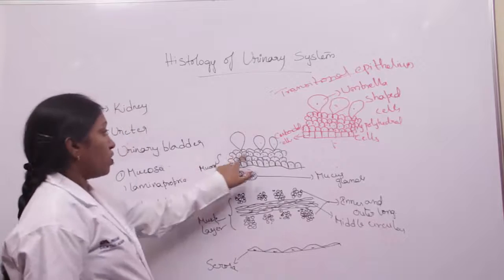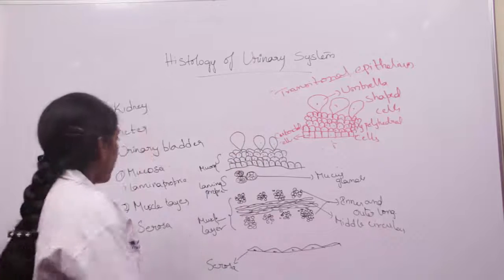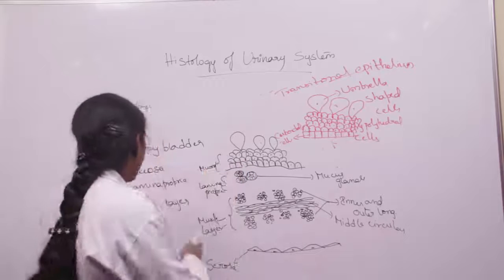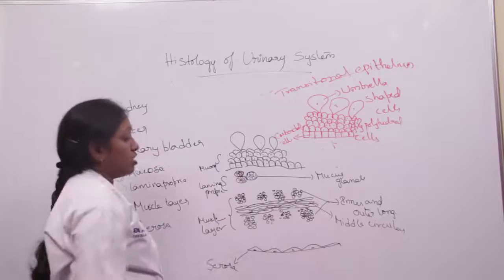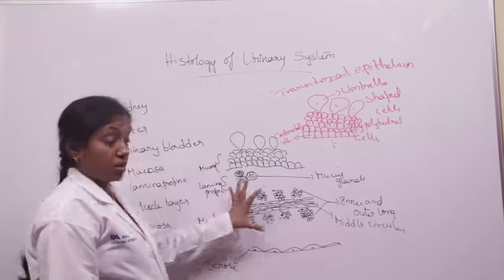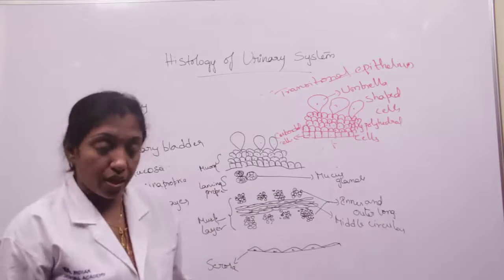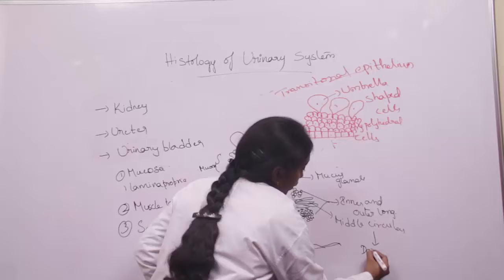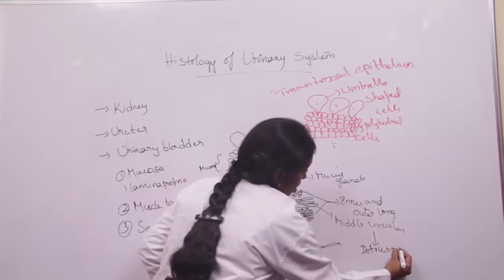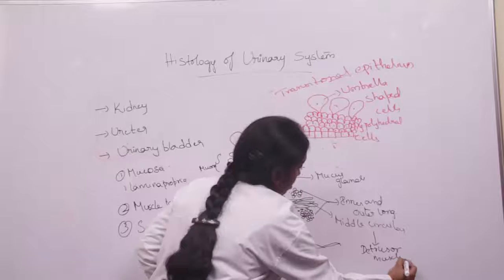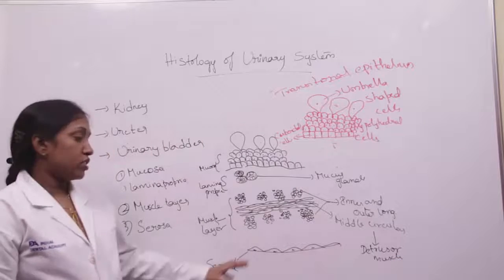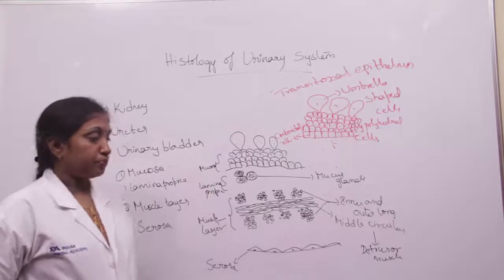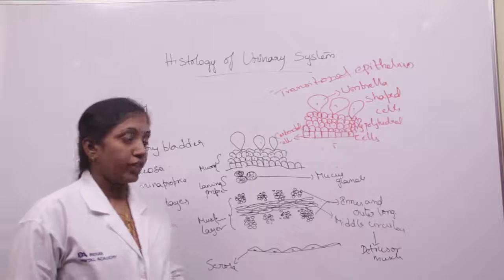So the urinary bladder consists of mucosa. The mucosa is lined by transitional epithelium, and the lamina propria consists of mucous glands which open into the mucosa. The muscle layer consists of inner and outer longitudinal and middle circular layers. It is a thick muscle coat, and we call this muscle the detrusor muscle. The outer layer is the serosa layer, which is lined by flattened epithelium. So that's about the urinary bladder. That is the histology of the urinary system.